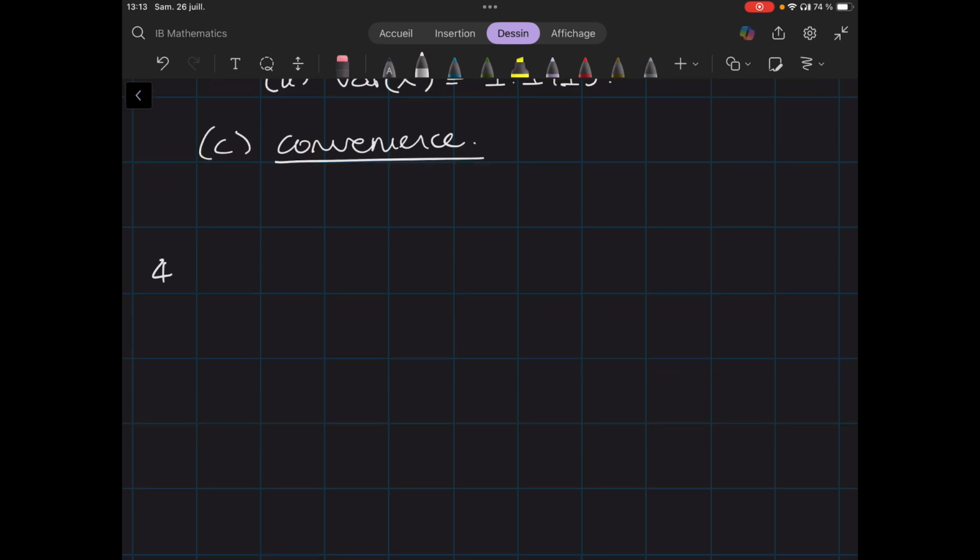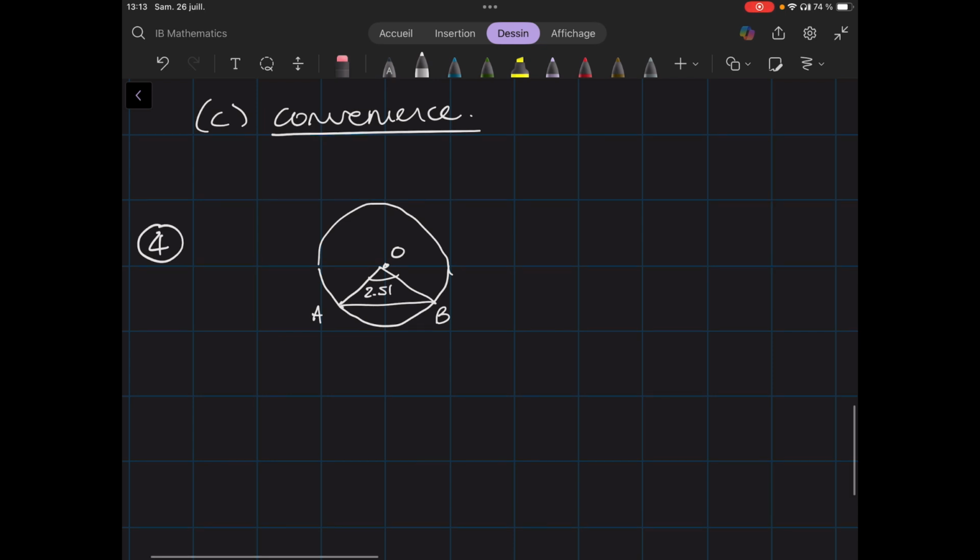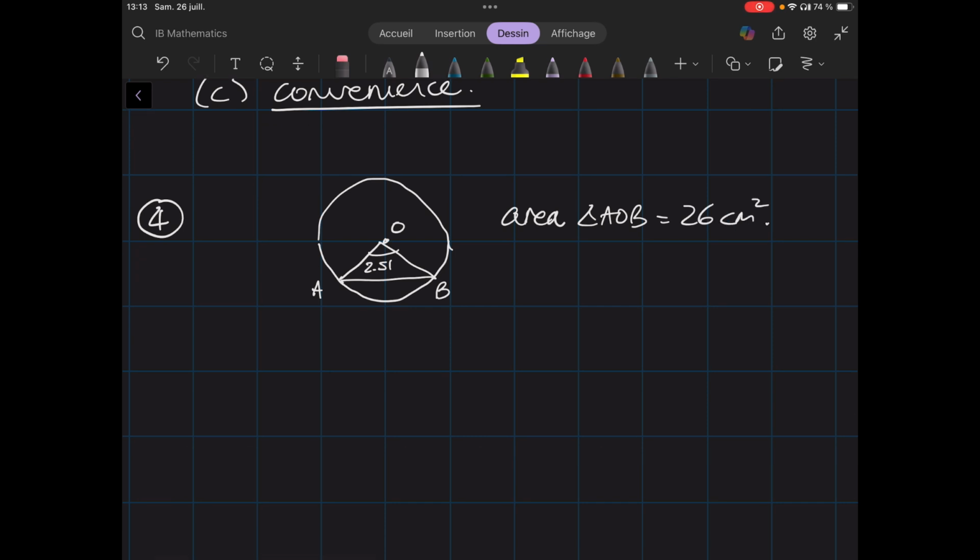Question 4. You're given a circle with center O. You're also given 2 points A and B. The angle is 2.51 radians. And you're also given that the area of triangle AOB is 26 square centimeters. We're asked to find the length of arc ACB, the major arc ACB.